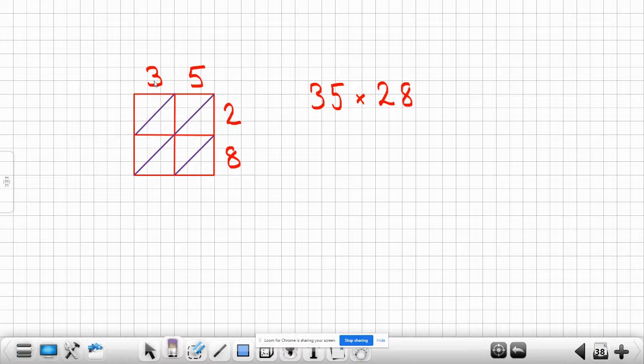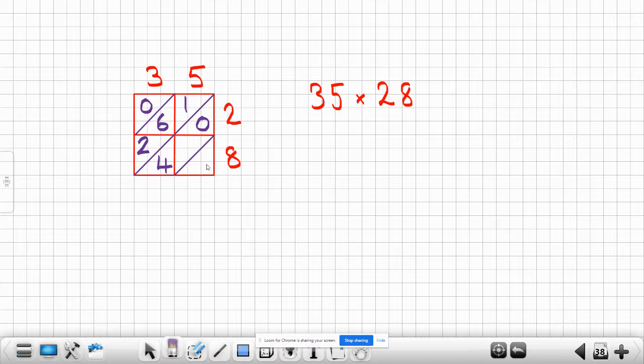Right, let's start from here. So we've got 3 times 2 gives us 6. 0 tens, 6 units. Moving on. With this box, we've got 5 above, 2 to the side. So we're doing 5 times 2, which is 10. 1 ten, 0 units. Now let's move down to this box. We've got 3 above and 8 to the side. 3 times 8 is 24. 2 at the top, 4 at the bottom.